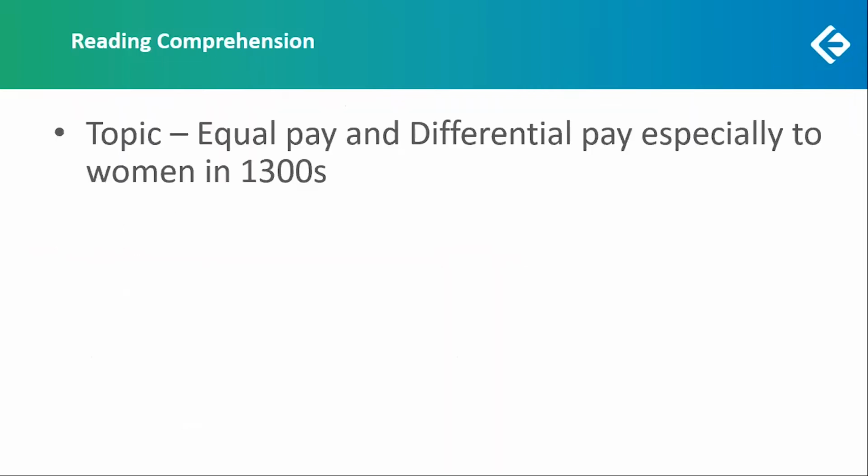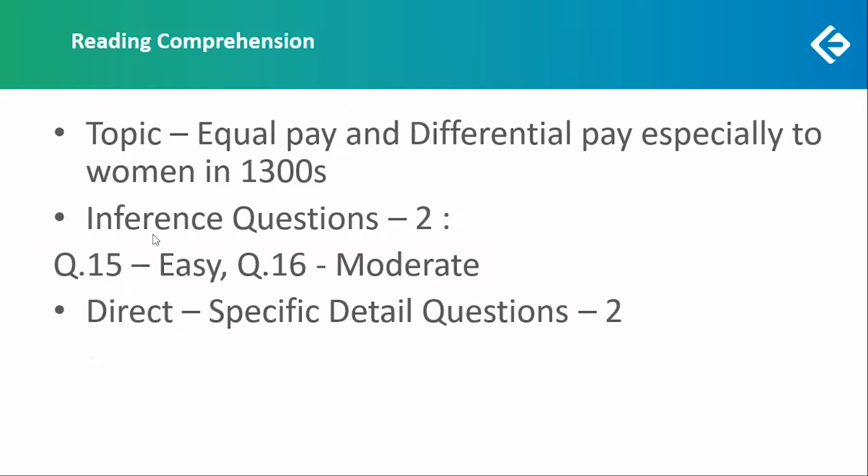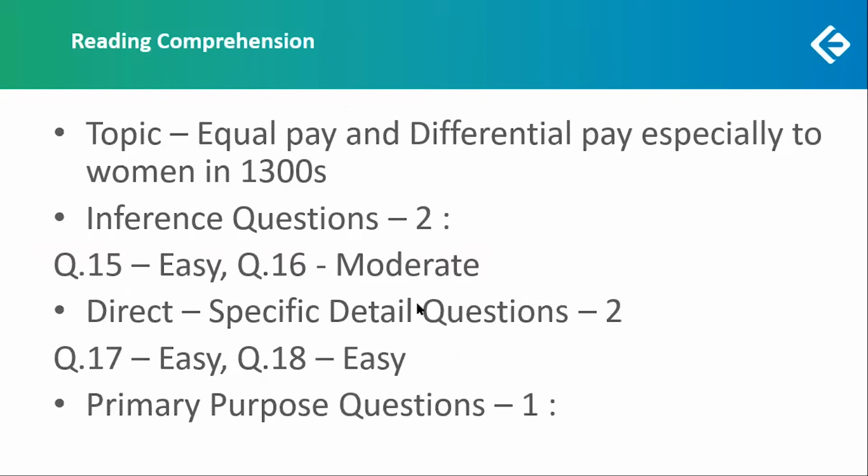the next one is a passage based on equal pay and differential pay, especially to women in the 1300s, and the perspectives of historians regarding the situation. So here, if you notice, you had 2 inference based questions. Question number 15 was easy, question 16 was moderate. 2 direct questions, both of them easy, 17 and 18, and you had 1 primary purpose question which was termed as difficult.